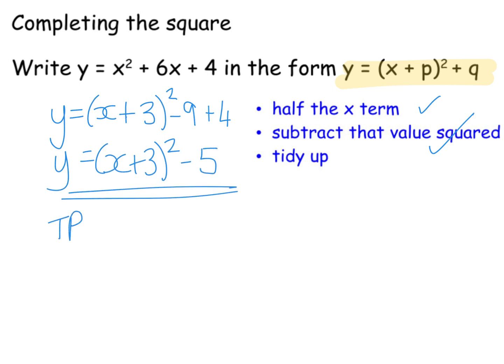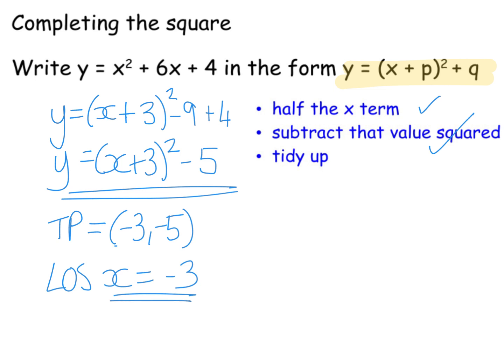If they asked you for the turning point, let's go for it. The turning point would then be the opposite of plus 3, which is minus 3, minus 5. If they asked you for the equation of the line of symmetry, it would be x equals, whatever you put for your x coordinate, x equals minus 3.